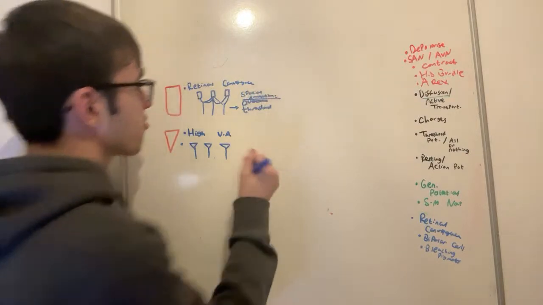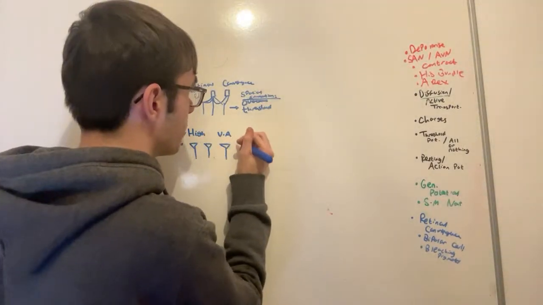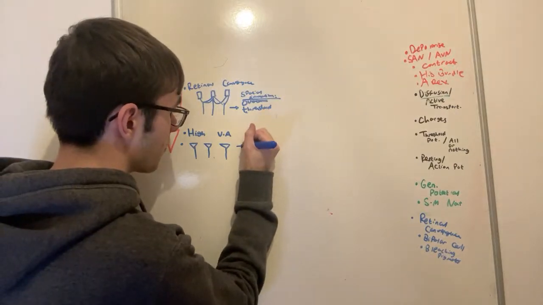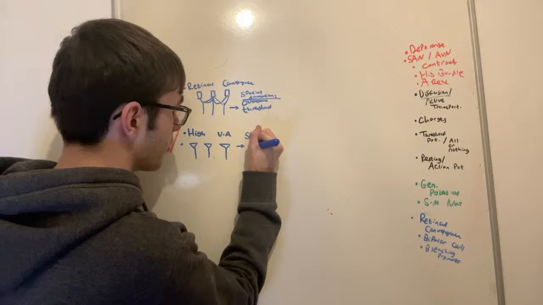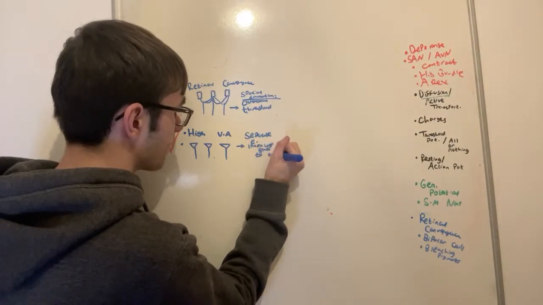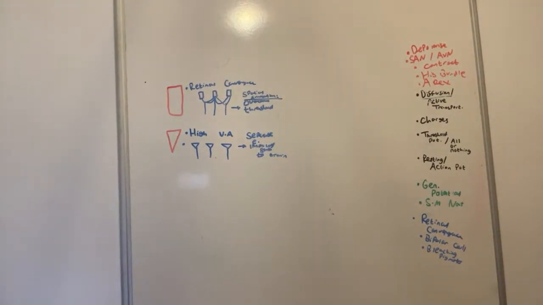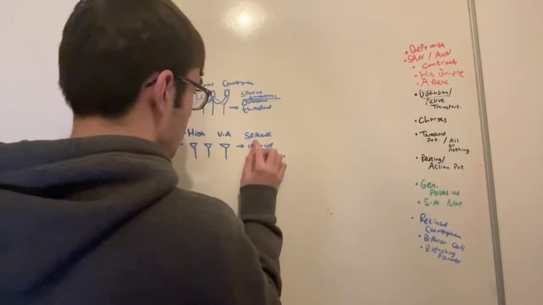So yeah, spatial summation allows you to overcome the threshold. Meanwhile, here with a high visual acuity, it means that separate electrical impulses are sent to the brain. Yeah, the cone sends separate sets of impulses to the brain. So separate impulses sent to the brain.